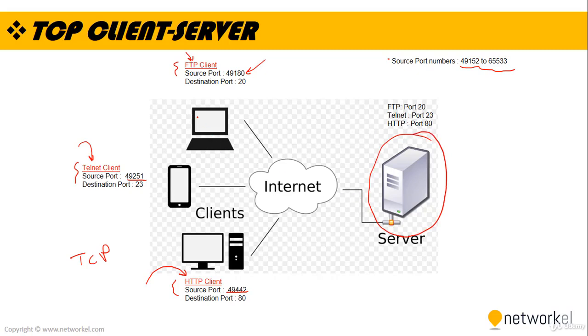For example, PC1 wants to get an FTP service from the server, so it's using destination port 20 of the server. For example, PC2 wants to get an HTTP service from the server, so it's using destination port 80 while it's connecting to the server.